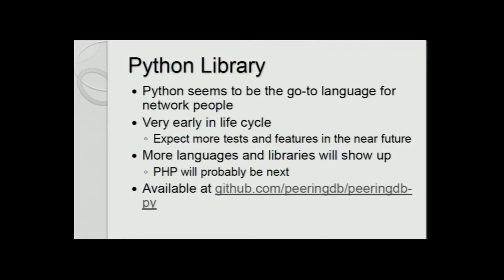There's also some libraries that I'll tell you about real quick that have been developed. There's a Python library. Python seems to be a very popular programming language for network people these days, so you hear a lot about Python and things like that. It's an initial release, so we expect more tools to be developed, and then obviously more support for languages will show up eventually. You can get it here, and this is what you can do with it.